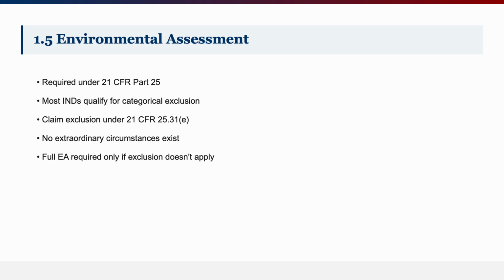This IND qualifies for categorical exclusion because: 1. NPT 2847 is a new chemical entity with no currently marketed forms. 2. The proposed Phase 1 clinical trial involves a maximum of 80 subjects. Single doses ranging from 1 mg to 200 mg. Total drug quantity for the entire trial, approximately 5 grams. 3. The minimal quantities involved in clinical investigation do not significantly affect the environment.